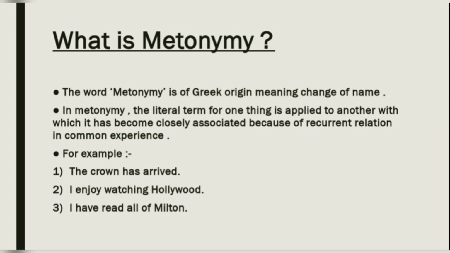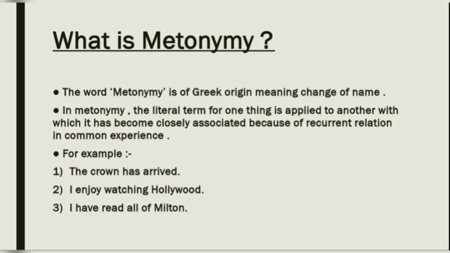The first example is: the crown has arrived. So the crown here is used for the king. The king has arrived. The crown is worn by the king, so we associate that attribute or object with the king, and that becomes metonymy. The word crown is metonymy for king. The next example is: I enjoy watching Hollywood. When you say that you enjoy watching Hollywood, you mean that you enjoy watching films. So Hollywood, Bollywood are closely associated with films. The next example is: I have read all the Milton. I have read all of Milton means you have read all the works of Milton.